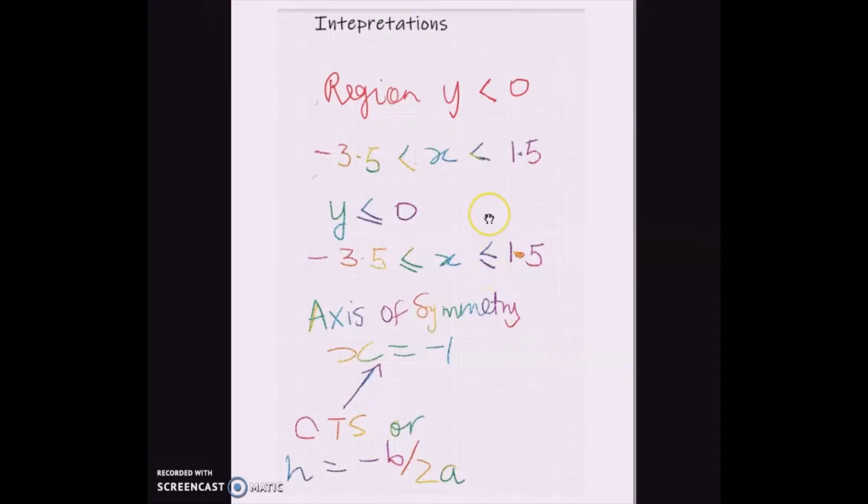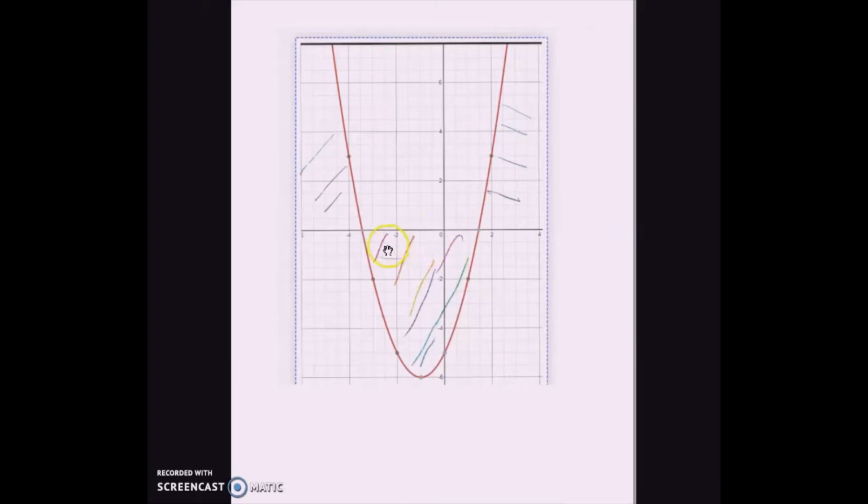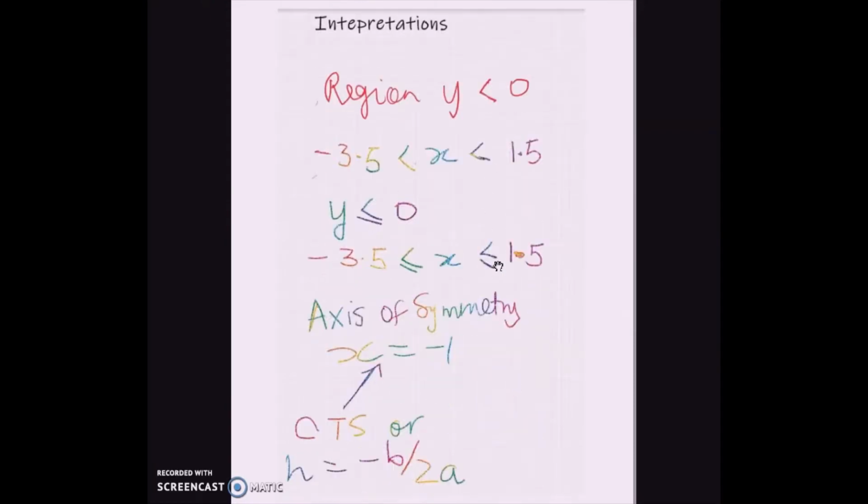So just to recap. Where is y less than 0? Here. This is the region that we speak of. Minus 3.5 to 1.5. So y less than 0 is minus 3.5 to 1.5 inclusive. If it's less than 0, just put the less than sign here, and this is what it's supposed to mean. If it's less than or equal to 0, then we have to include the equality sign.